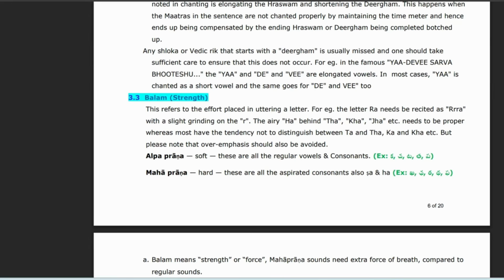So we add an airy H sound to the Alpapranas. The Alpaprana is Ka, Cha, Ta, Ta, Pa. Those are Alpapranas. But if you add an H sound to it, they become Mahapranas. So you have to make sure that you are also identifying those and pronouncing them correctly.